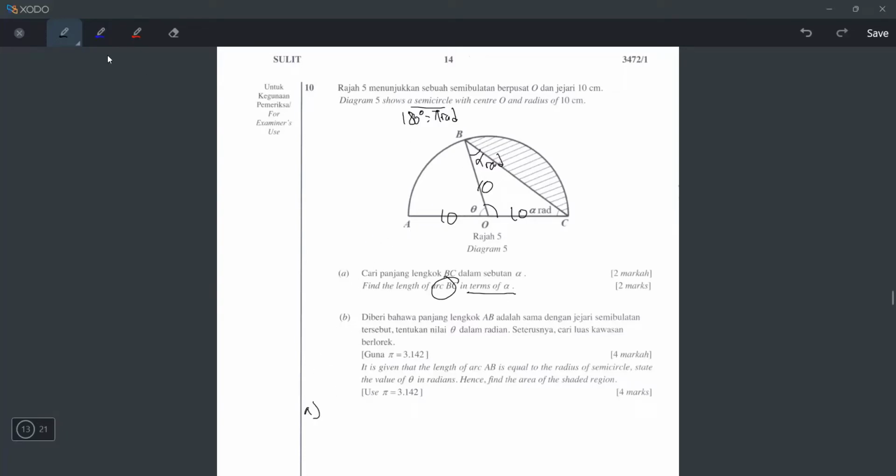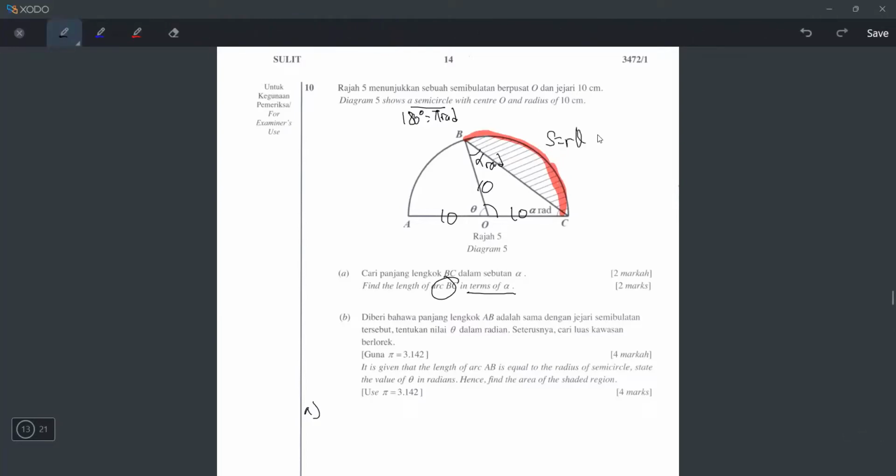If you want to find it in terms of alpha, it means you don't have to find alpha, because they want the answer to have alpha. So you don't have to be confused about how to find alpha. Let me highlight it for you. This is the arc they want to find, arc BC. But in terms of alpha, what formula will you use?